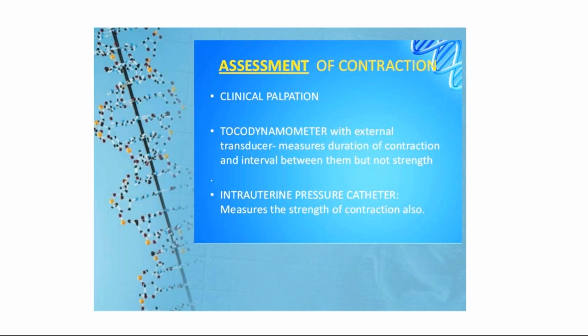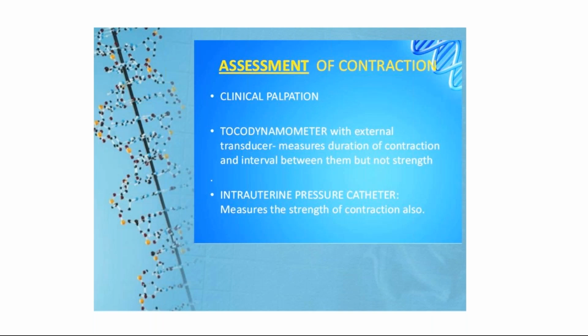There is another transducer where you have to locate the fetal heart and put it, and then you have to tie them, so that the fetal heart also can be recorded. So this will be for record purposes. But this external transducer is not directly applied to the uterus, is it not?